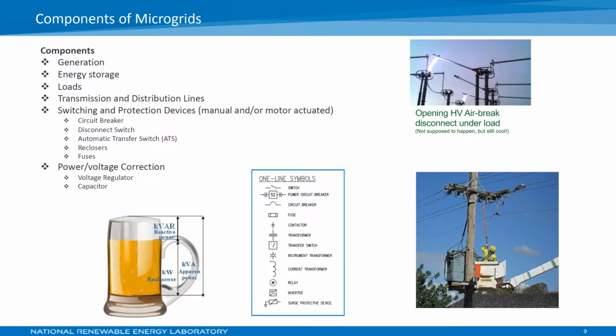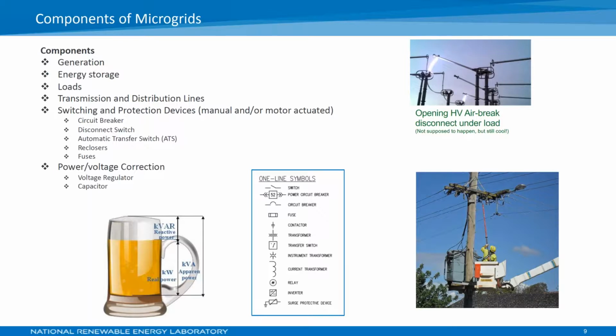And then on the bottom right is a lineman manually opening a fused cutout, a fuse in the bottom portion here, and then power voltage correction, so voltage regulators and capacitors. In this conversation, I won't dive too far into this, but one of the more detailed electrical characteristics is reactive power, and people like to talk about how you need real and reactive power to serve all of your loads, because some loads, quote unquote, consume reactive power.